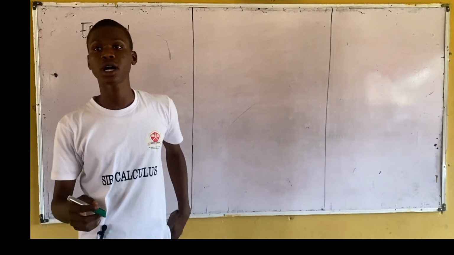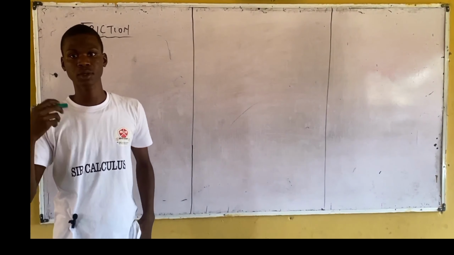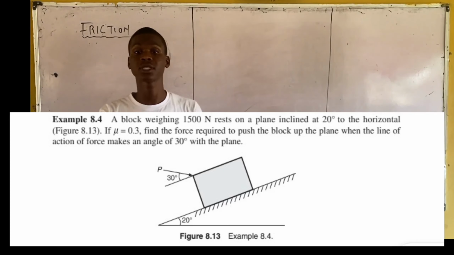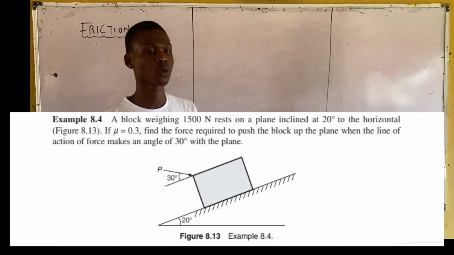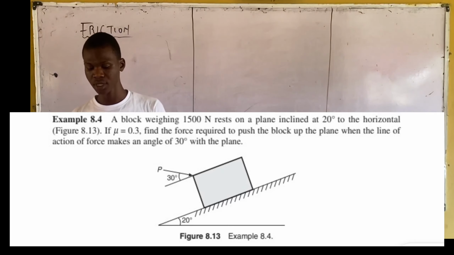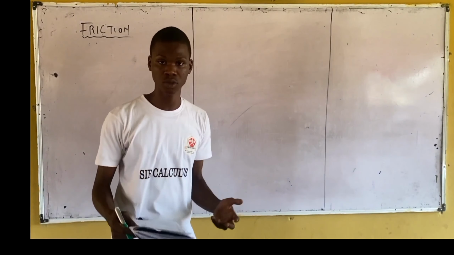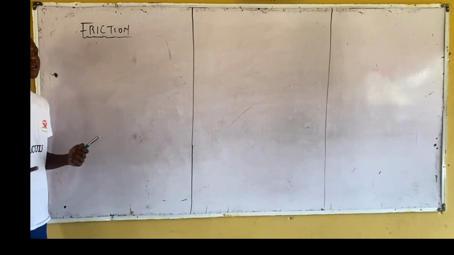First thing first, what you are going to do, I've said it before and I will still keep on saying it. Whenever you are given a question, generally, your interest should be your parameters, right? Now, from that question, we are given that a block weighing 1500 Newton rests on a plane inclined at 20 degrees to the horizontal.